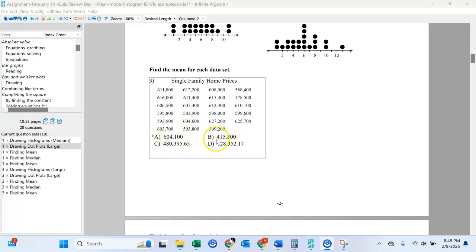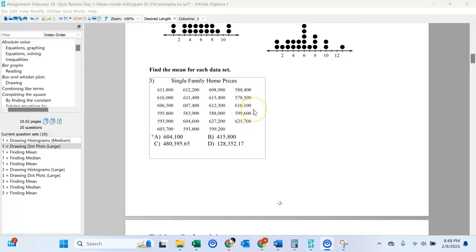But here's another thing. Let's just say there was another one like A, that A is 604,100. Let's say there was another one that said 603,700, something like that, that could also be a correct choice. But one thing you can do, well, yes, then you need to enter in the answers.